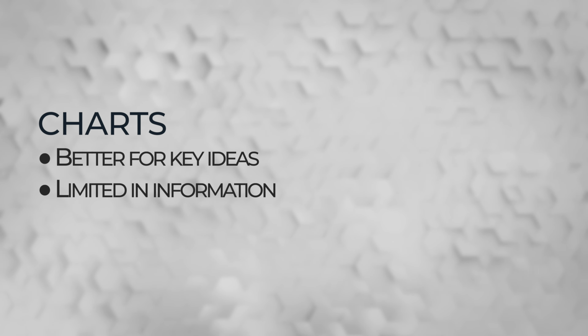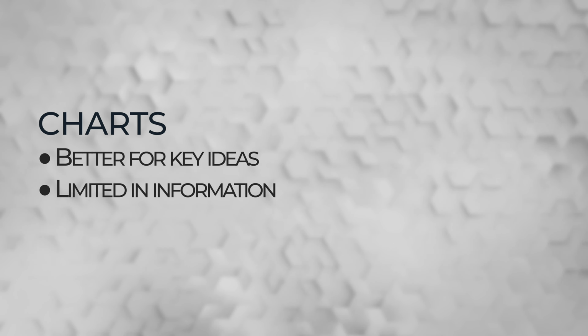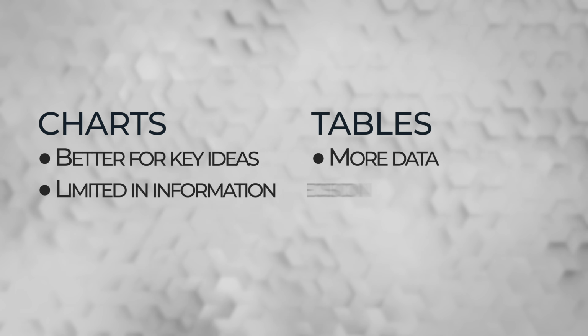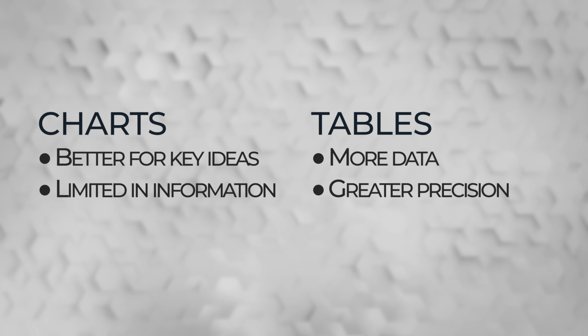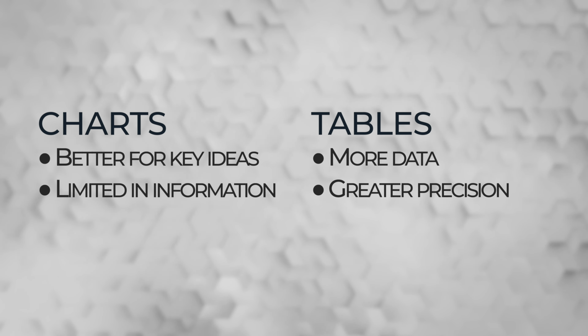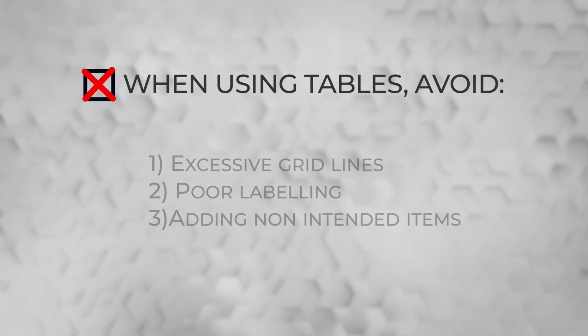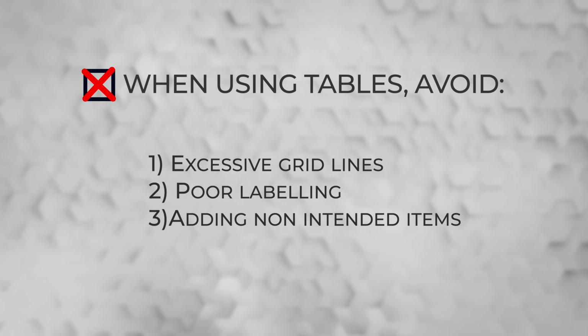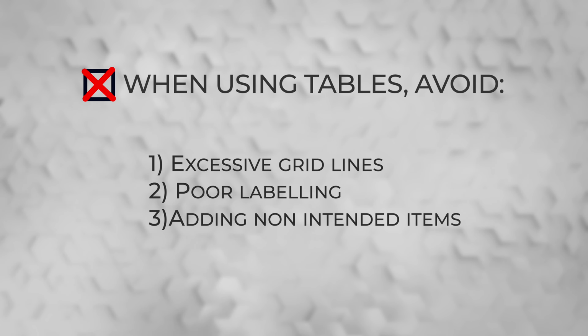But you may be wondering, okay, so I know everything about charts now, but what about tables? When do I use tables? And that's a great question. Charts are better for key ideas because they are limited in the amount of information provided, whereas tables provide more data at more precision. So, if you need something that is better for comprehensiveness and precision, use tables. But when using tables, avoid excessive grid lines, poor labeling, and non-intended items.